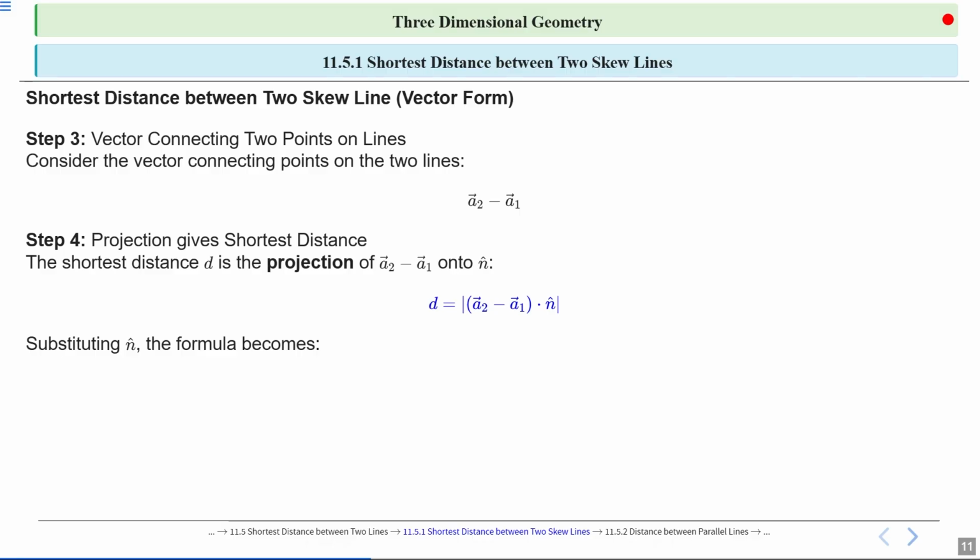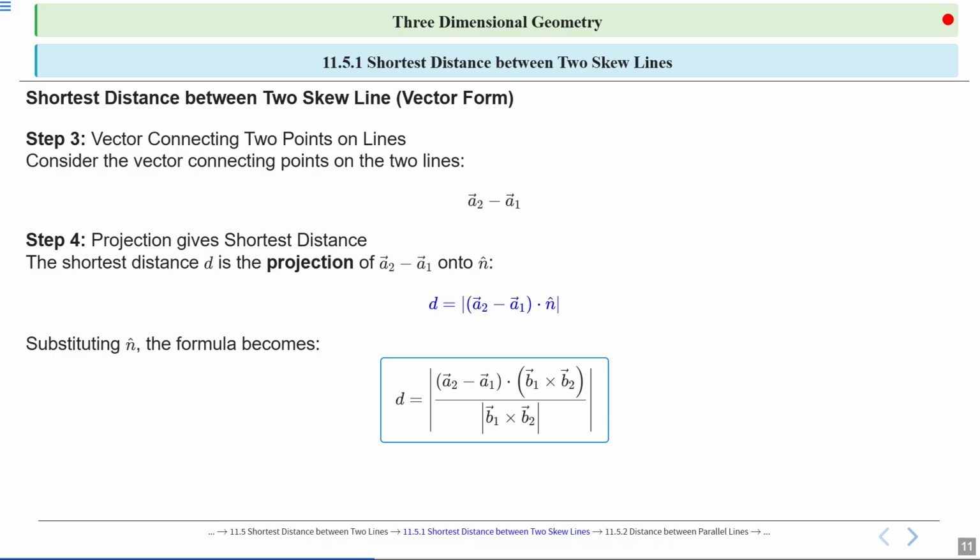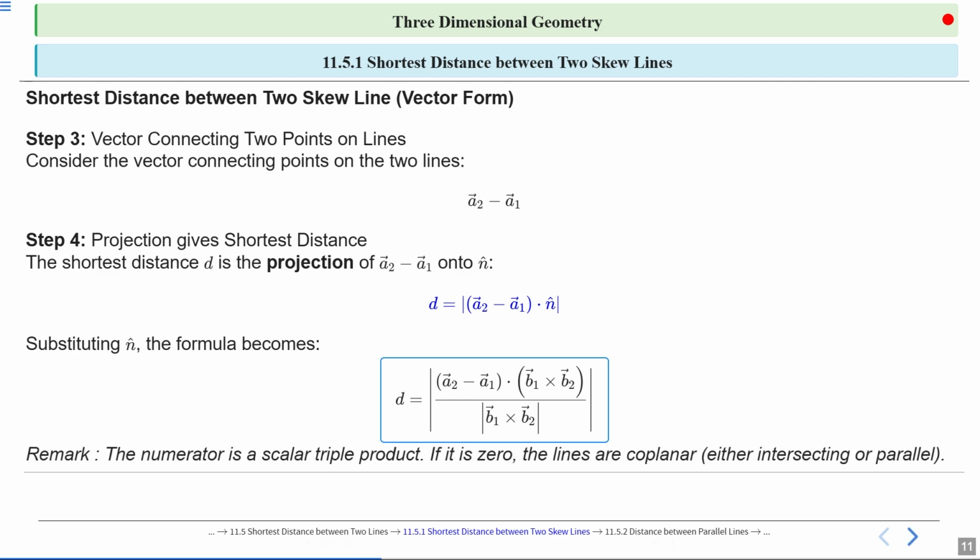Now let's substitute the value of n cap into our formula. So D will be magnitude of A2 vector minus A1 vector dot B1 vector cross B2 vector upon magnitude of B1 vector cross B2 vector. A quick remark: the numerator, which is A2 vector minus A1 vector dot B1 vector cross B2 vector, is called a scalar triple product. If it is 0, the lines are coplanar, that is either intersecting or parallel.